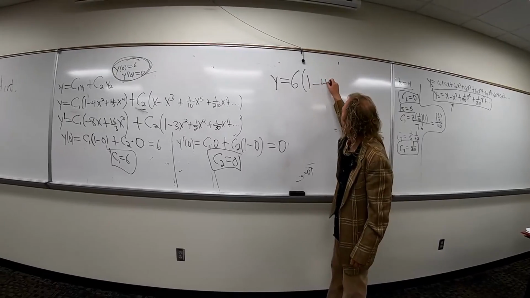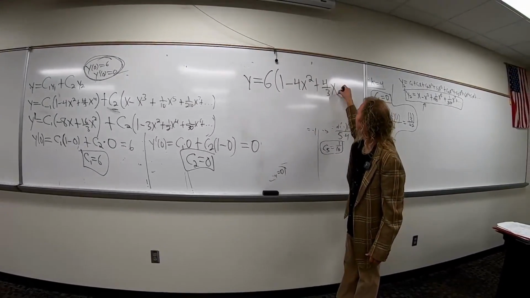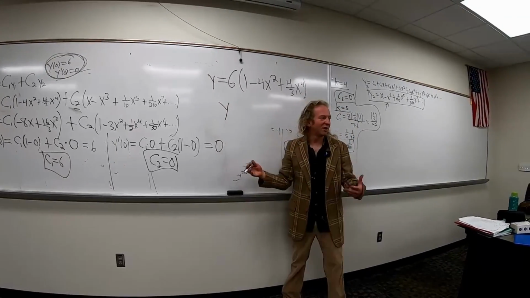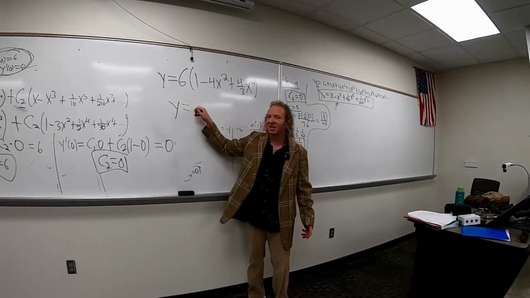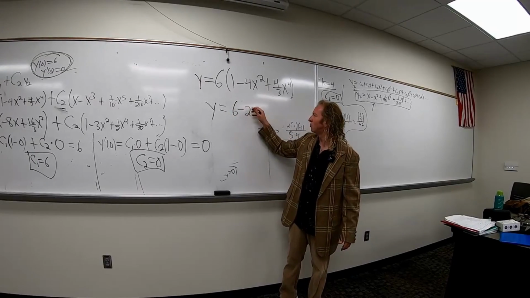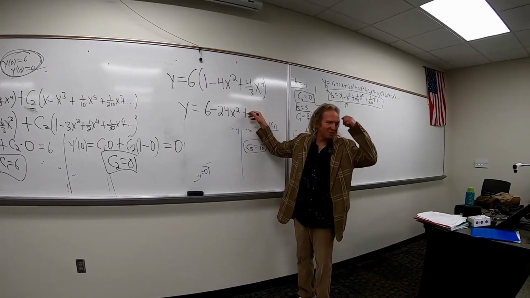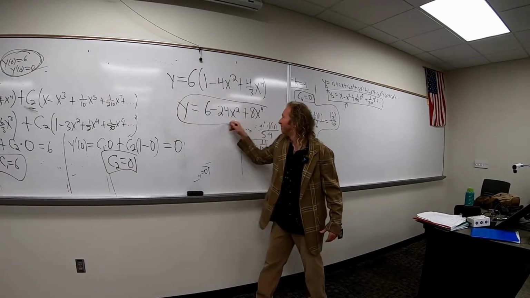So 6, parentheses, 1 minus 4x squared plus 4/3 x to the 4th. The last thing maybe to do is distribute the 6, right? It'd be really bad if we mess up, like 6 times 2 is 4. So this is 6 minus 24x squared, plus 8x to the 4th. And that's it.